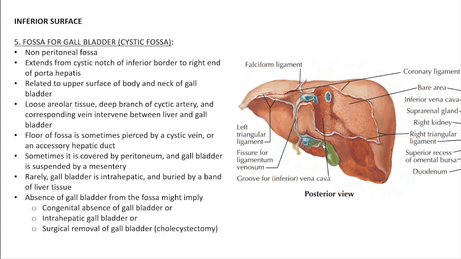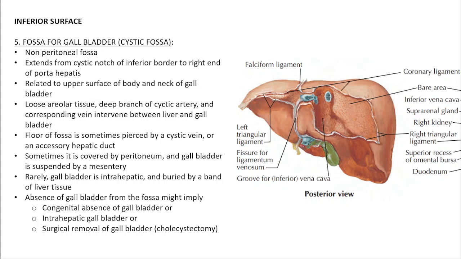Right. So what lies between the gallbladder and the liver? There is loose areolar tissue and there is the deep branch of the cystic artery, the artery supplying the gallbladder, which most commonly is a branch of the right hepatic artery. Right.